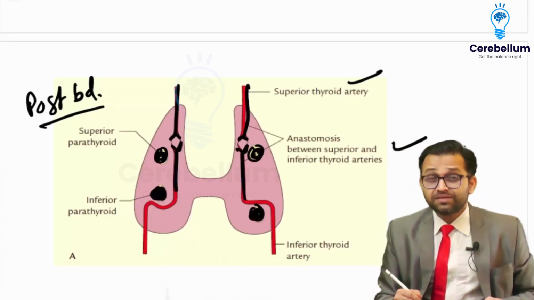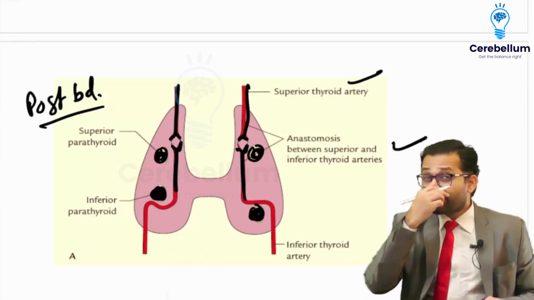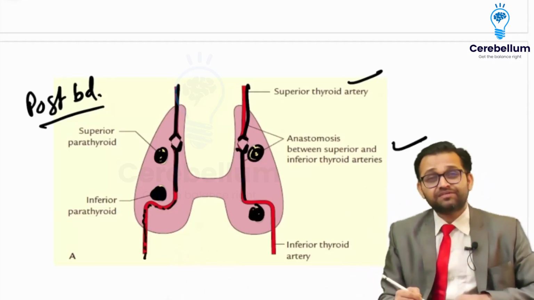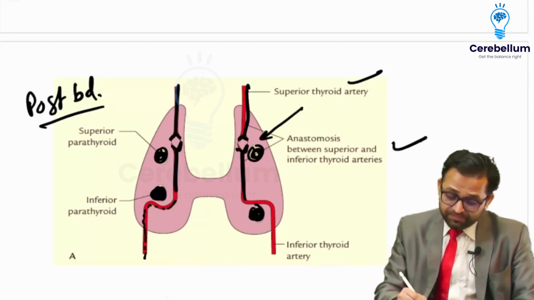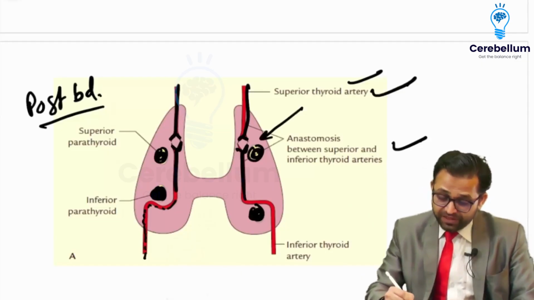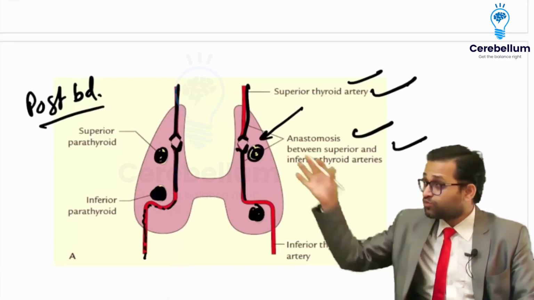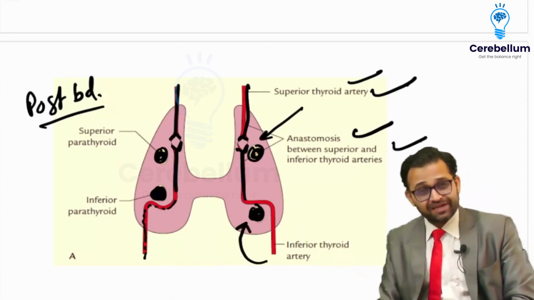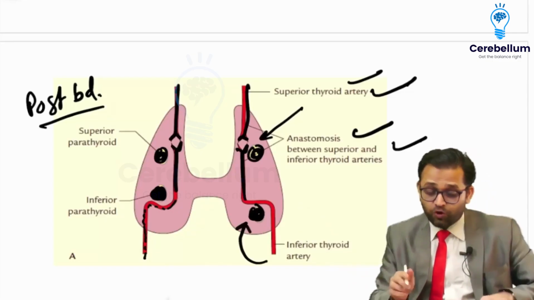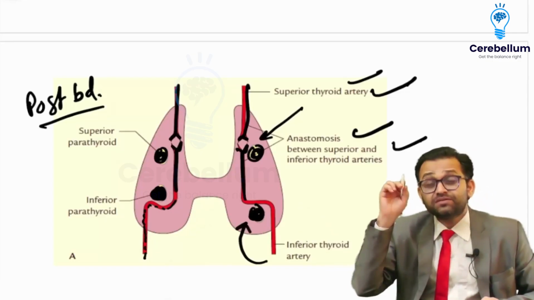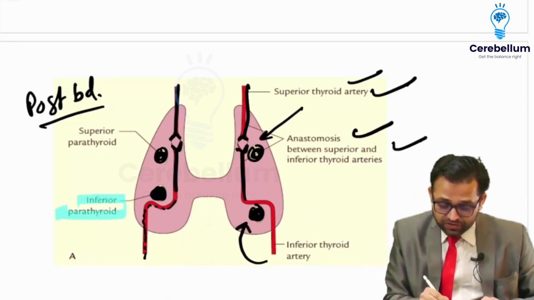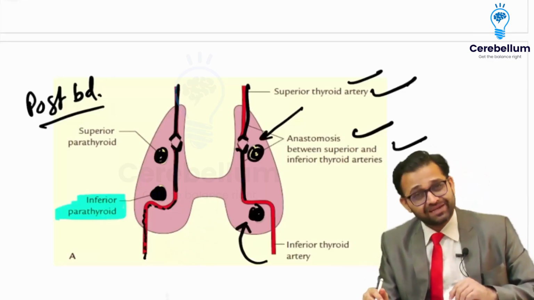The main artery which is supplying the parathyroid gland is the inferior thyroid artery. The superior parathyroid gland is supplied by both the superior and inferior thyroid arteries, through the anastomotic part. But the inferior thyroid artery is the only artery supplying the inferior parathyroid gland. So if you have to opt for one answer in an MCQ asking for the main artery supplying the parathyroid gland, the answer is always the inferior thyroid artery.